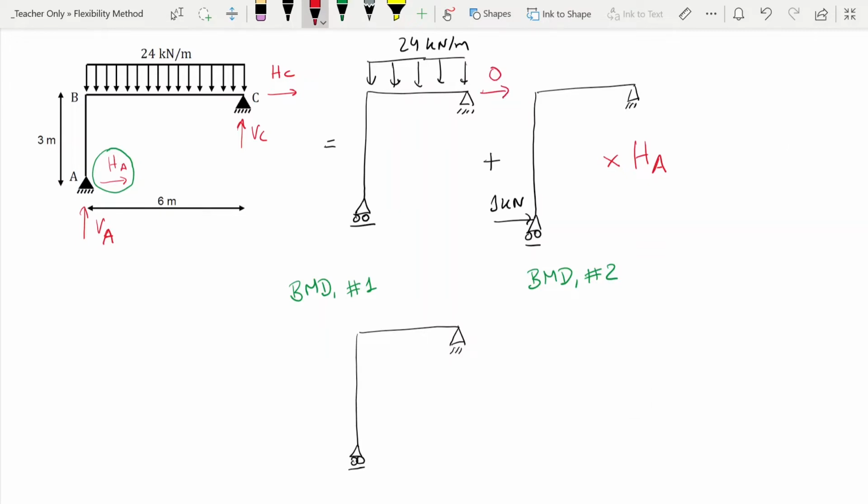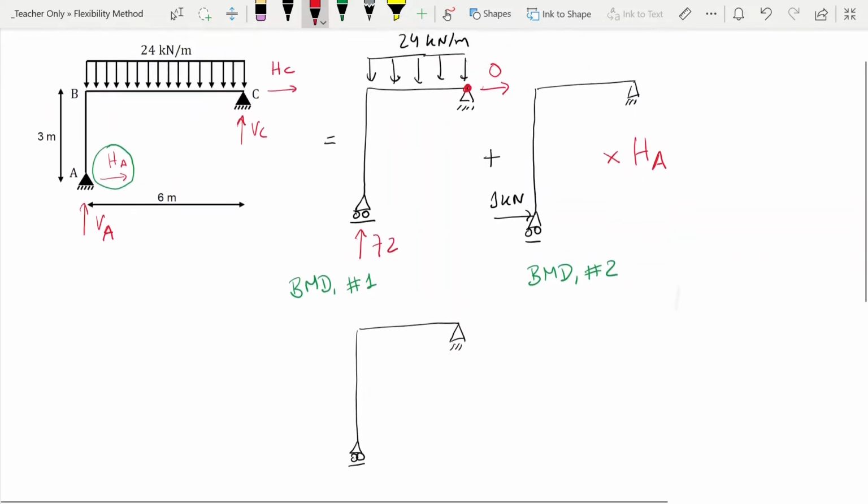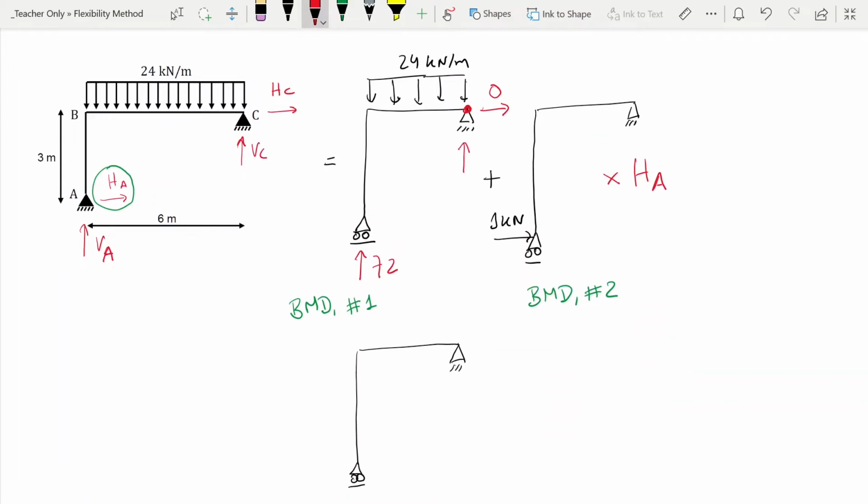to be 0. And then if we want the sum of moments at C to be 0, this reaction VA needs to be the one that multiplied by 6 gives me the same moment as the UDL. So the UDL is 24 times 6 times 3, that's 432, and then I divide this by 6 to get the reaction at A, which is 72, which means this reaction here is going to be nothing more than 24 times 6 minus 72, which also gives me 72.